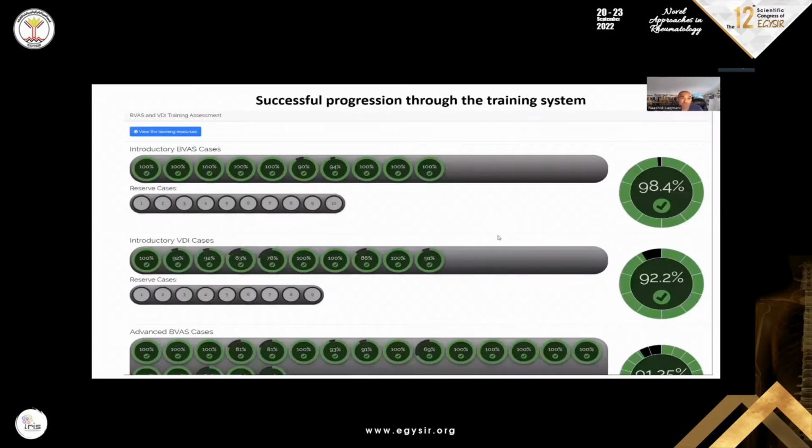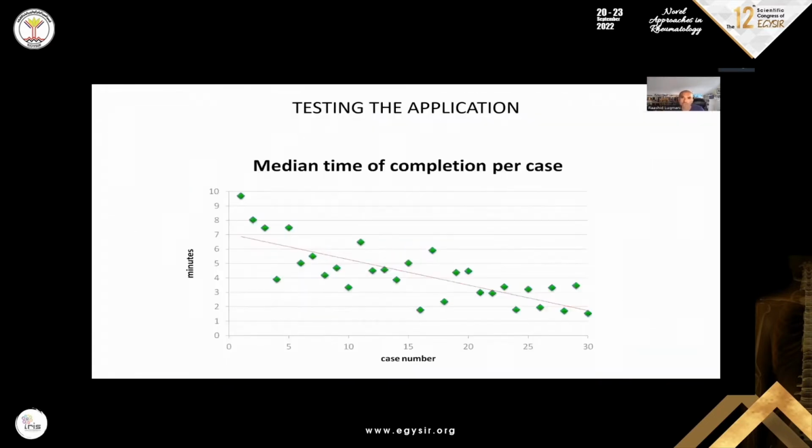The ultimate goal would be to achieve complete success with a high score, and this is a real screenshot from somebody who passed well, and you can see that our average scores are pretty high, 98%, 92% BVAS and VDI, and we have a series of cases that really help you to understand how to use the tools in complex cases. We start with more simple ones, and then we build up to more complex ones.